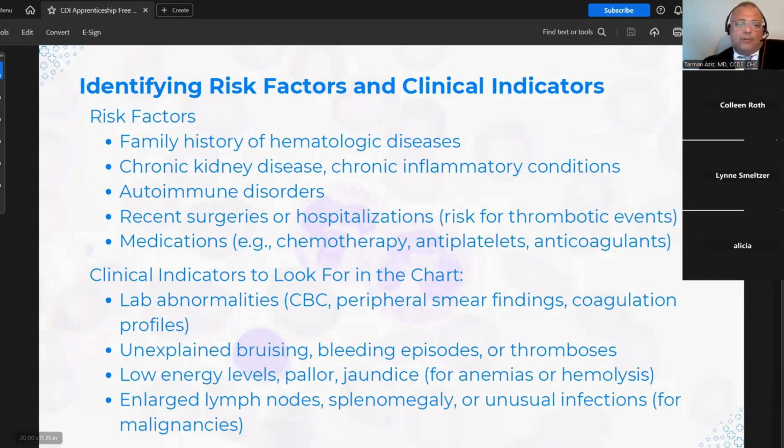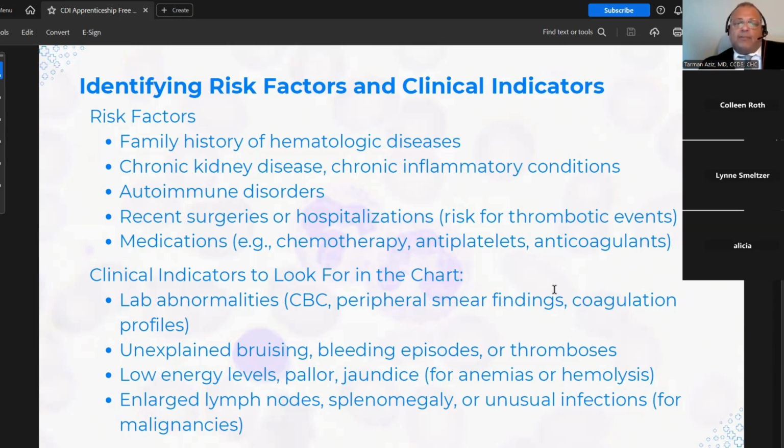All right, so let's take a look at some of these risk factors. And we've just talked about family history of hematological diseases. We've talked about CKD. We didn't mention chronic inflammatory conditions, but many of those, of course, can be associated with the anemia of chronic disease, as can several autoimmune disorders.